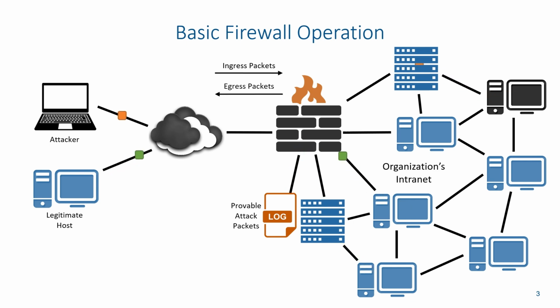Additionally, we have packets that are going outside of our network as well. Our firewall is going to scan these to ensure that nothing leaves the organization that we don't want to, such as intellectual property. Anything that is deemed appropriate will be passed through, whereas anything that's not will be logged and dropped, just like those from the ingress packets.